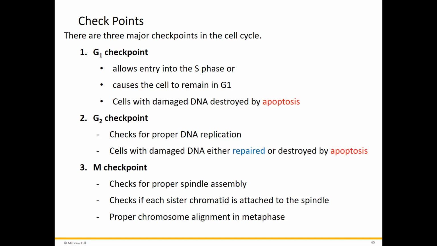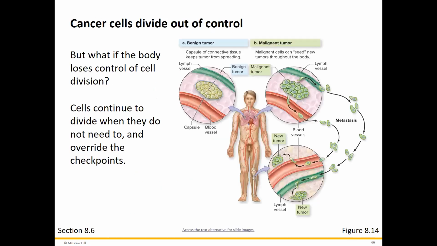The second checkpoint is G2. So the Gap 2 phase checks for proper DNA replication that occurred in S phase. And it either will correct that and repair the DNA or signal for apoptosis. The M checkpoint makes sure the proper spindle assembly has occurred. It checks to see if the sister chromatids are attached to the spindle properly and if the chromosome alignment in metaphase is correct. So several checkpoints there, and it makes sense that they would want to ensure that those work out right.